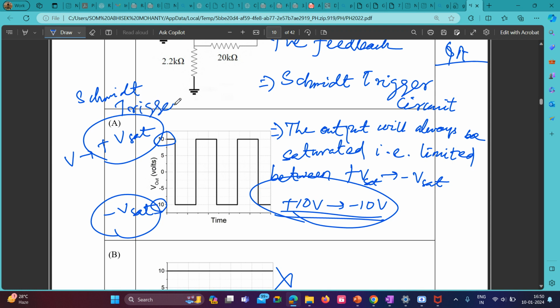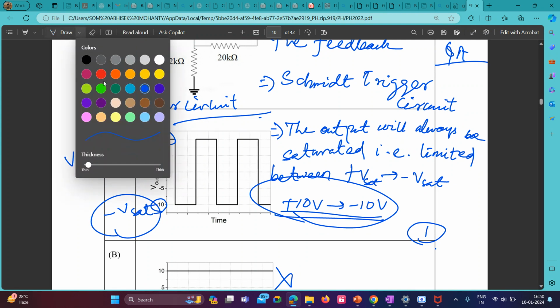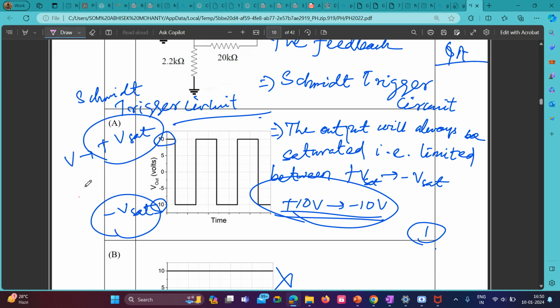It's an important concept in op-amp, and it came for 1 mark. So this is your number 11. Next question.